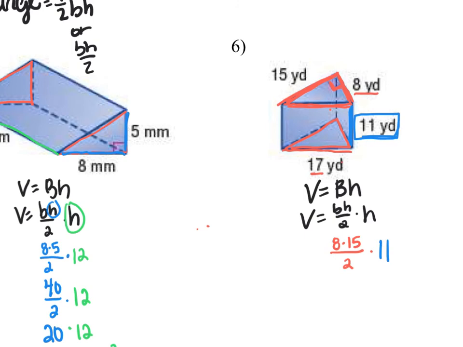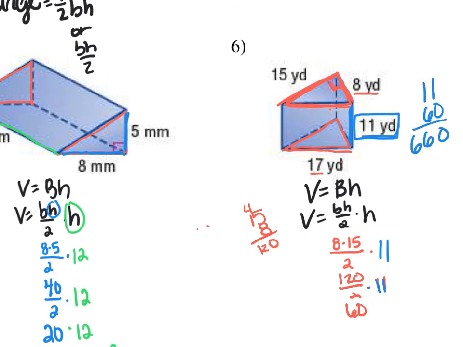So 8 times 15 is, okay, 120. 120 divided by 2 times 11. 120 divided by 2 is 60. So 60 times 11, 600. And then it's yards cubed. Okay, how do y'all feel about that?